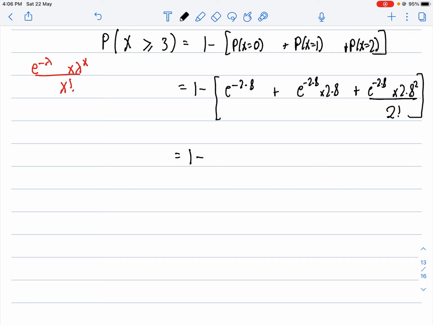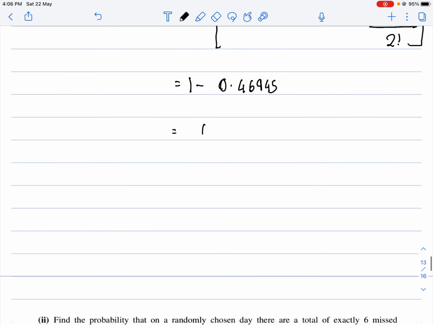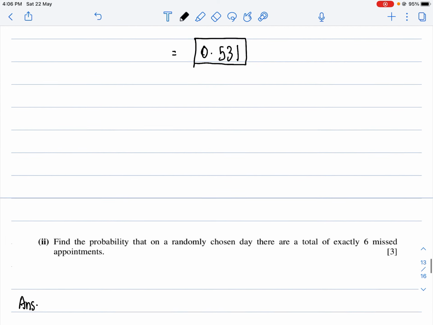So now I can calculate this full thing on the calculator. It will take a little bit of time, just give me 1 second. So when I do this on the calculator, I get 0.46945. So 1 minus that value is simply 0.531, which is the final answer of part 1.